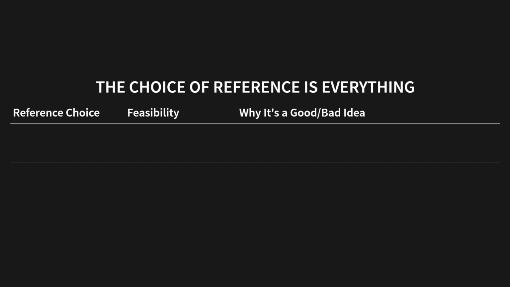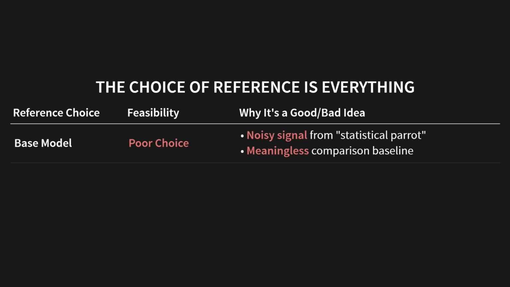Let's break this down with the table you see here. First, what if we chose the base model? That's a poor choice. Why? Because the base model is just a statistical parrot. It gives you this noisy, meaningless signal from its pre-training. Comparing our helpful assistant to that is, well, just a meaningless comparison baseline.